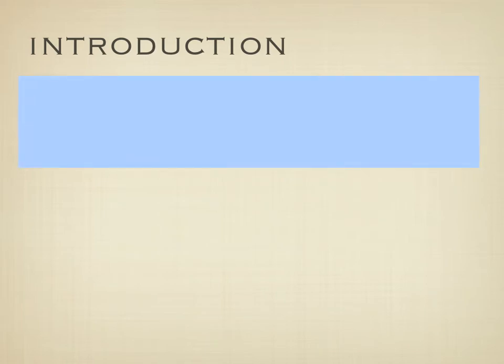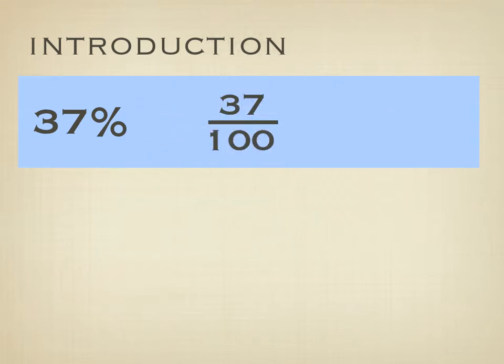Now, let's look at an example with numbers. 37% can be represented as 37 hundredths. If it is written as a decimal number, the second digit after the comma is the hundredth, in this case 7. So we write 0.37.